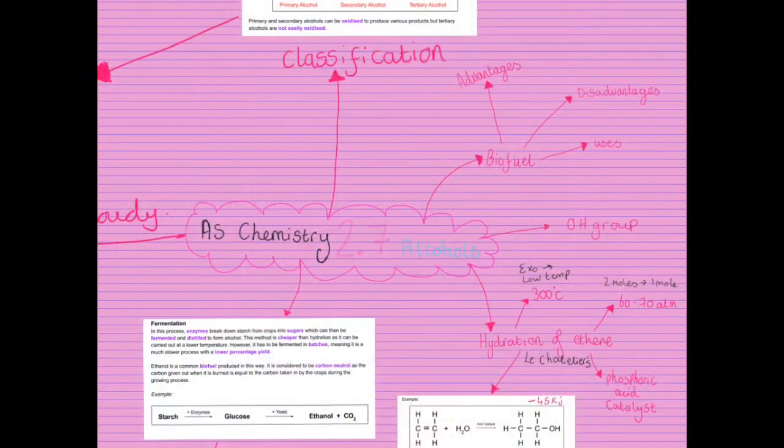So alcohols, the next topic then, 2.7. They contain a hydroxy group, so an OH group. That's what makes them alcohols. Depending on where it's attached depends on what type of alcohol we have. Okay, so there's two ways to prepare ethanol, which is the most commonly used alcohol.